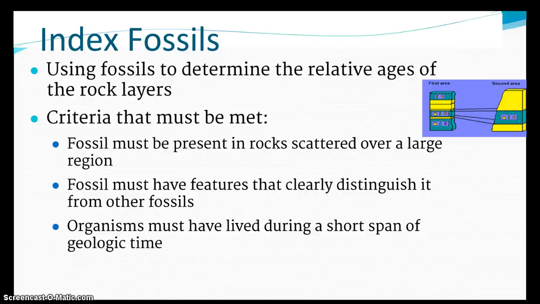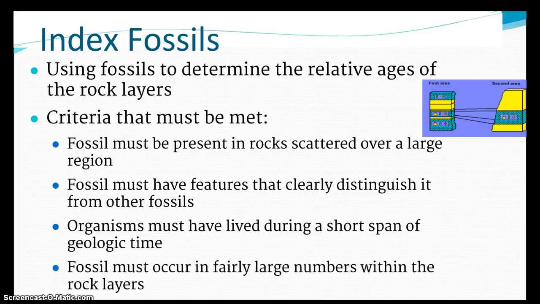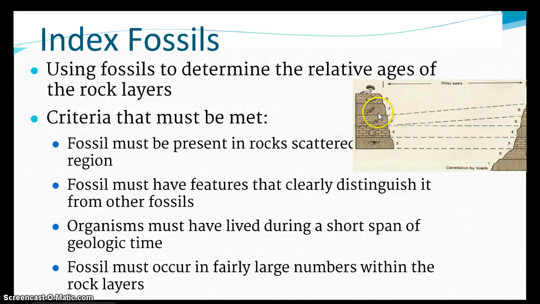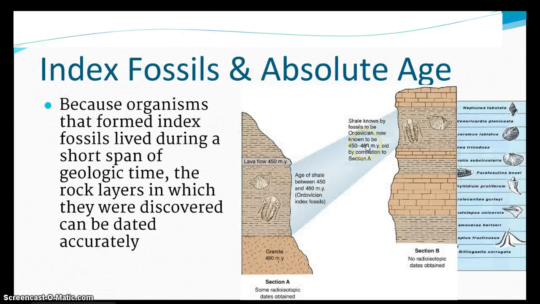And that doesn't mean like years, it means millions of years, but hundreds of millions of years, maybe even. And the fossils have to occur in fairly large numbers within that rock layer. And that's just showing you some index fossils from one place. So number 6 was found over here in this rock, and 4 was found here. They're all in the correct order, but they may be in different layers.